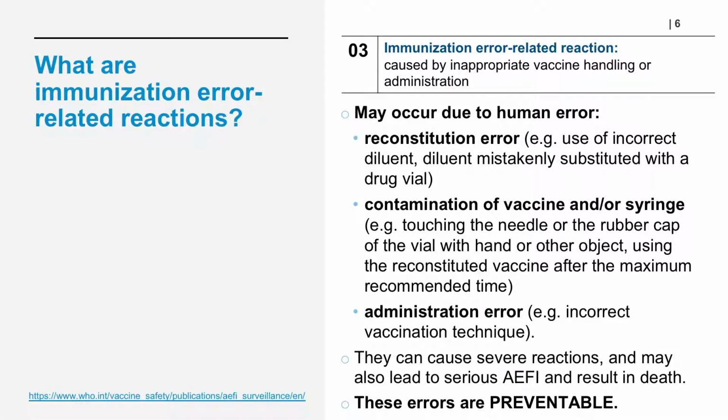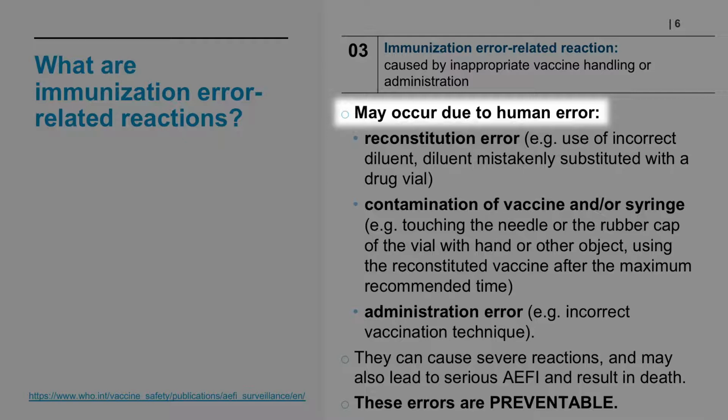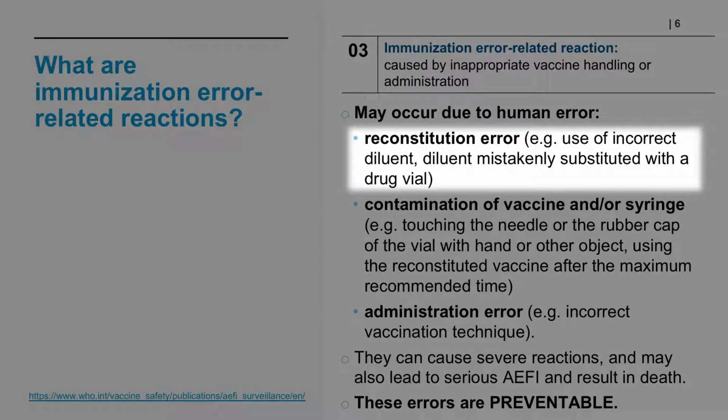So what is an immunization error-related reaction? This is caused by inappropriate vaccine handling or administration. It may occur due to a human error, such as a reconstitution error, where there is the use of an incorrect diluent or a diluent mistakenly substituted with a drug vial. This occurs particularly when vaccines and drugs are stored together in the same place.